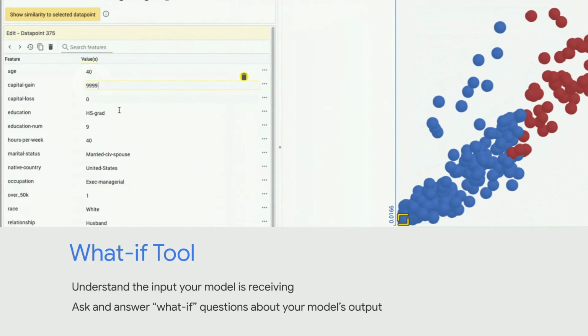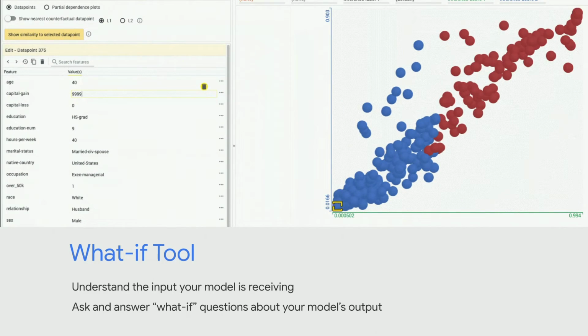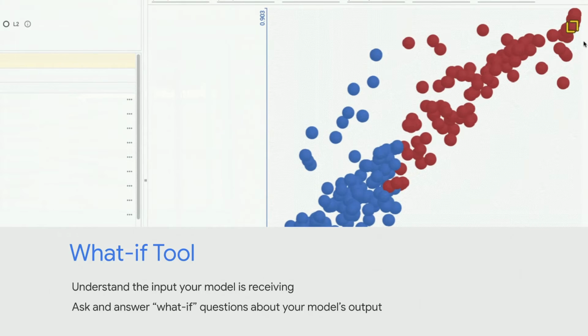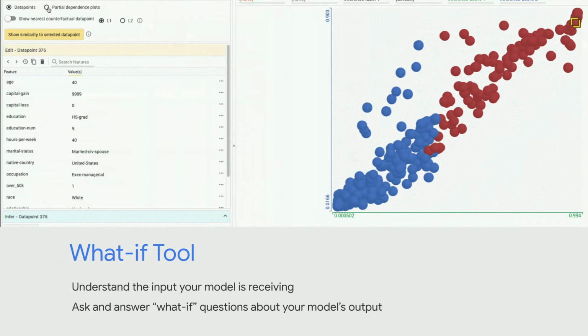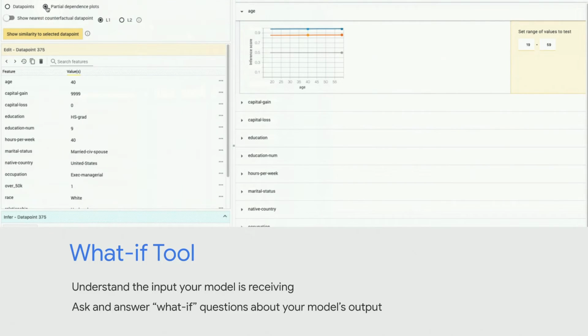Once you find a slice that you think may not be performing the way you think it should, you may want to dive in a bit deeper. You actually now want to start understanding why this performance went off. Where is the skew? Here, you can extend this with the What-If tool. The What-If tool allows you to understand the input your model is receiving and ask and answer what-if questions.